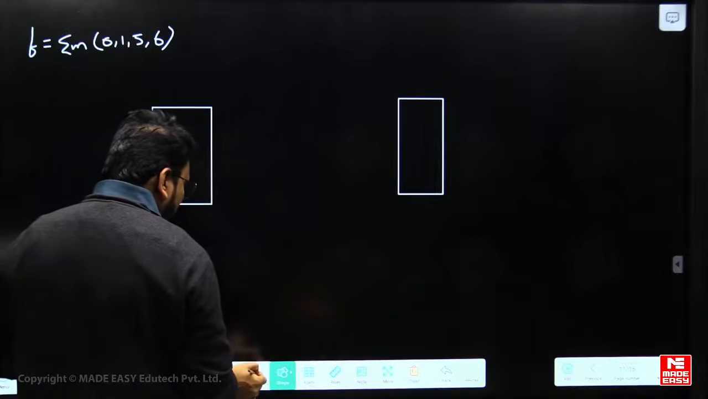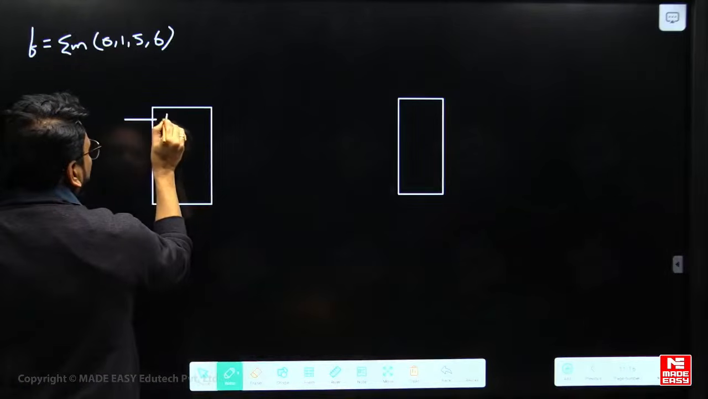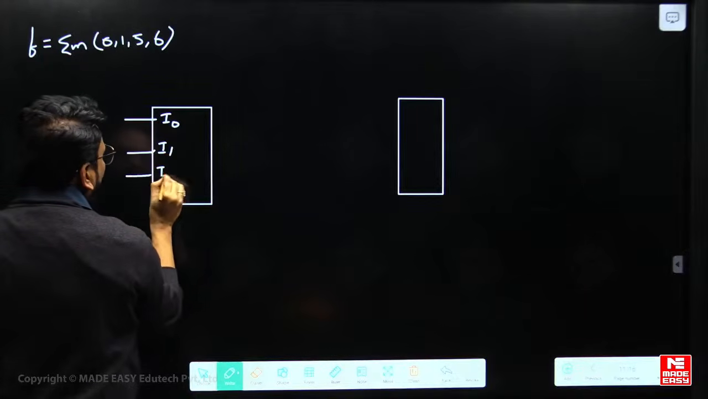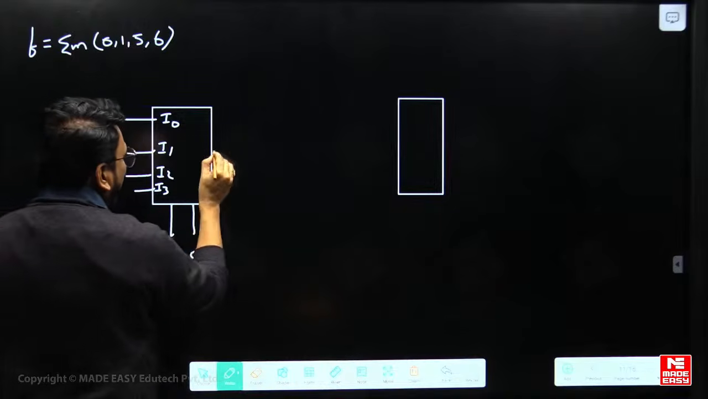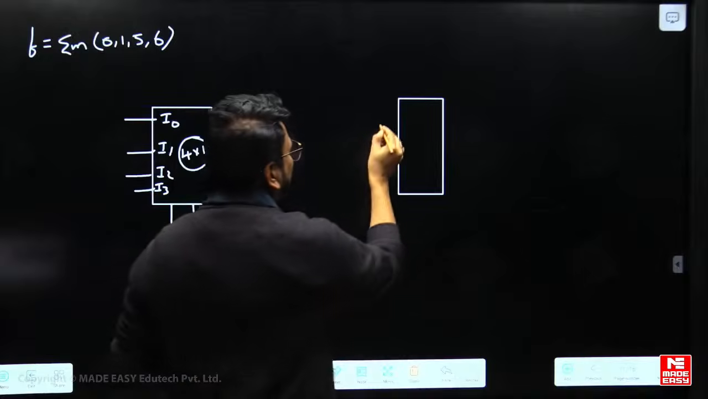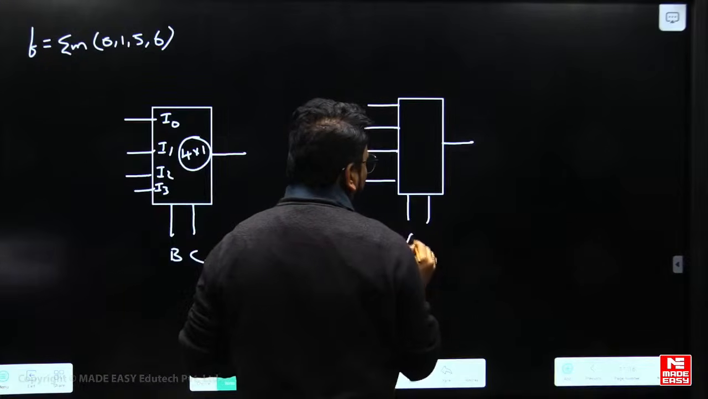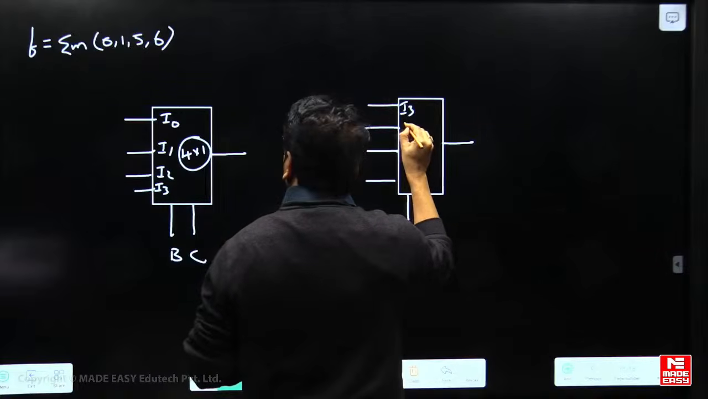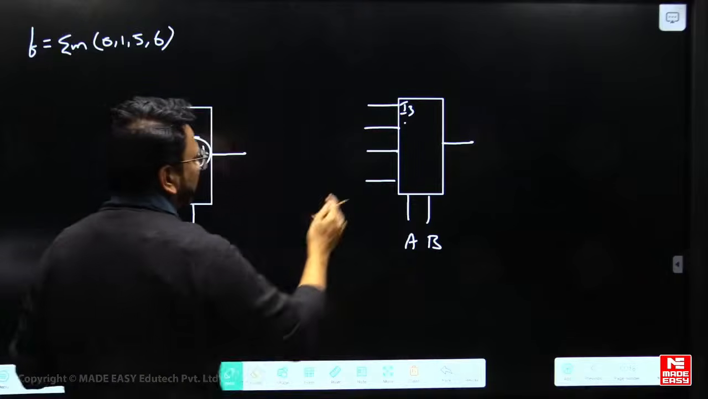For this one, carefully observe how we are doing it. This is I0, I1, I2, I3. Here they gave B, C as the select lines, and this is the 4 by 1 mux. They can also give the expression in this manner, with A, B as select lines and C used at the input. You can make I0, I1, I2, I3 in either way.